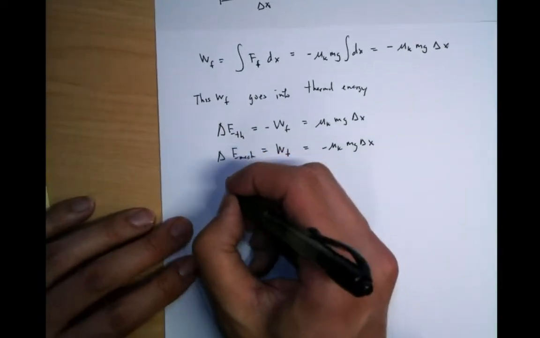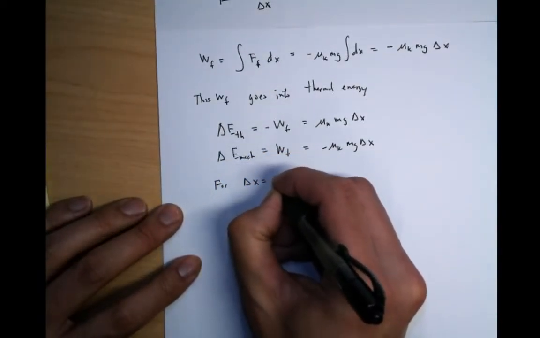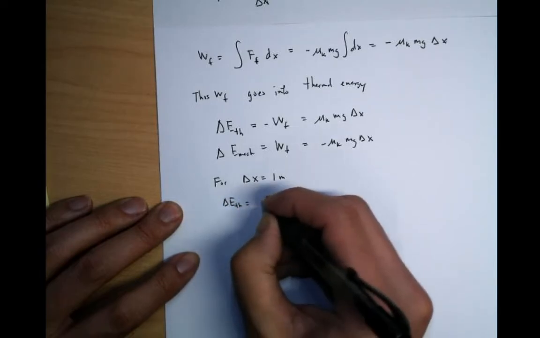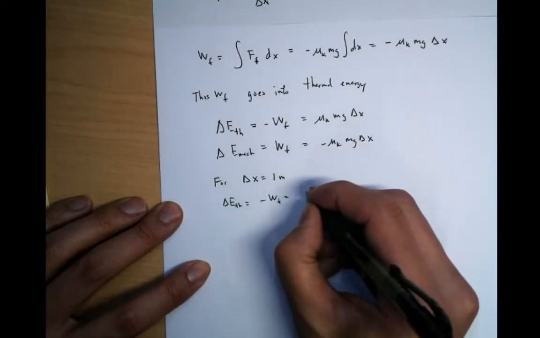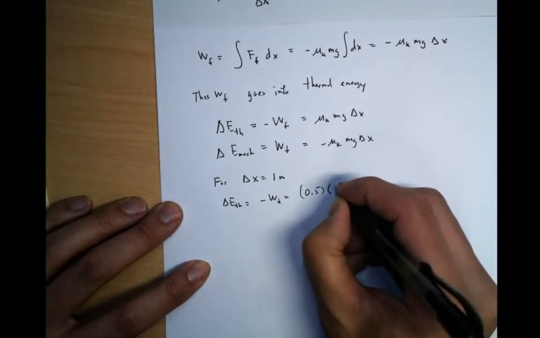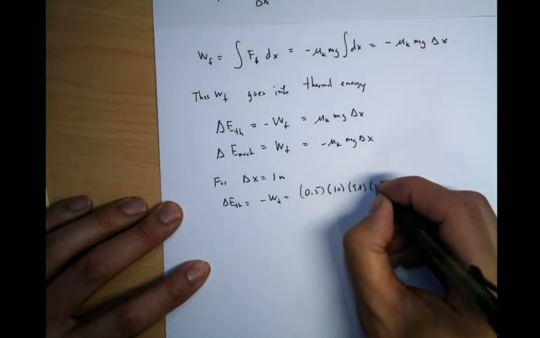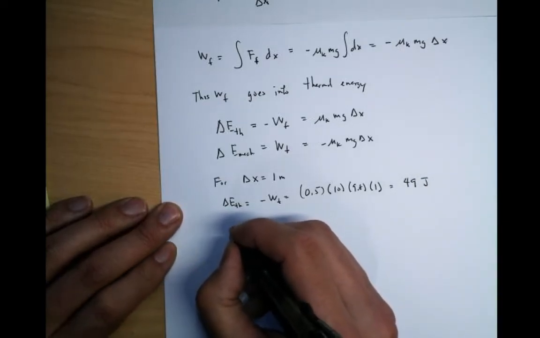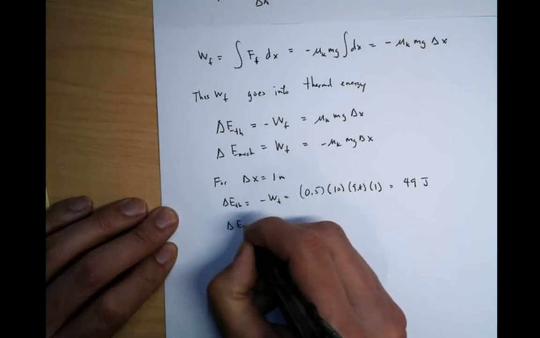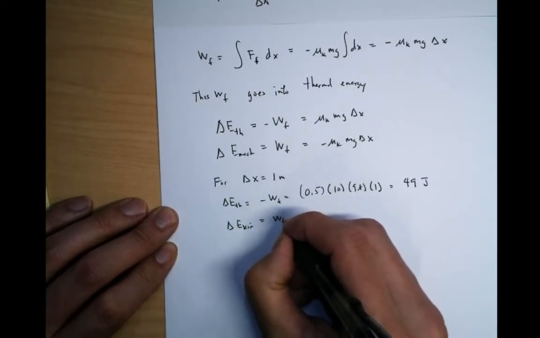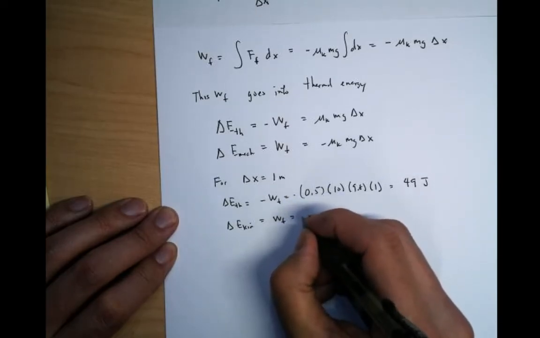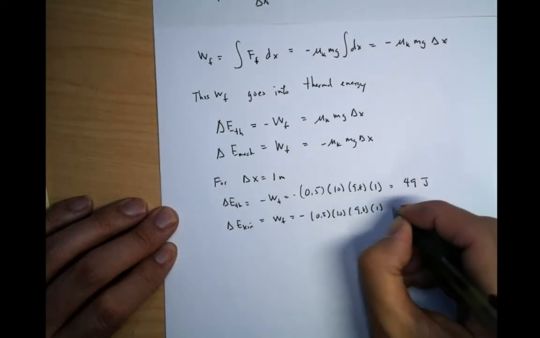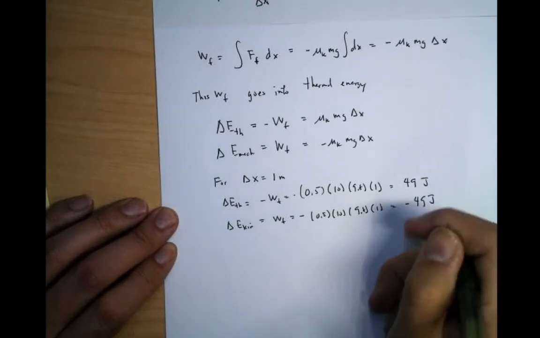Now let's basically take a specialized case for delta x equal to 1, so 1 meter, say, for instance, right? Then the change in the thermal energy is equal to minus W_f, so 0.5 times 10, g was 9.8, delta x is 1. This is 49 joules, right? And the change in the kinetic energy is basically W_f, that's 0.5 times 10 times 9.8 times 1, that's going to be minus 49 joules, right?